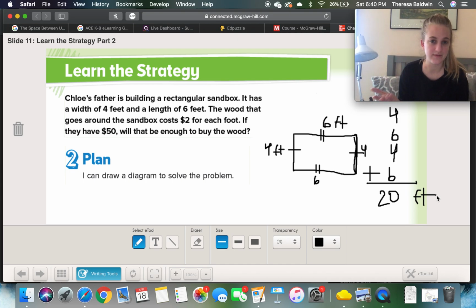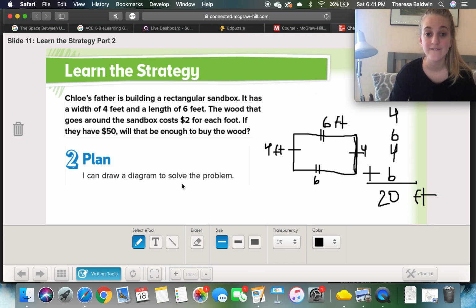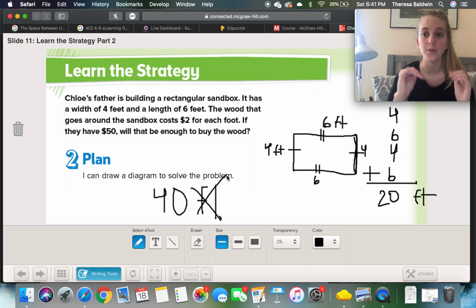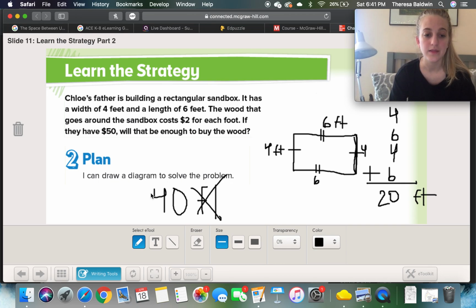But we don't need to do that because we have a shortcut. We know multiplication. So if each foot costs $2, but we need 20 feet, then we just have to do 20 times 2, which means we have to double 20. If we double 20, we get 40. Nope, we're not doing feet. Not 40 feet. We need 20 feet of wood. It will cost, because we multiplied the dollars, it will cost $40. Forgive me for that. $40.